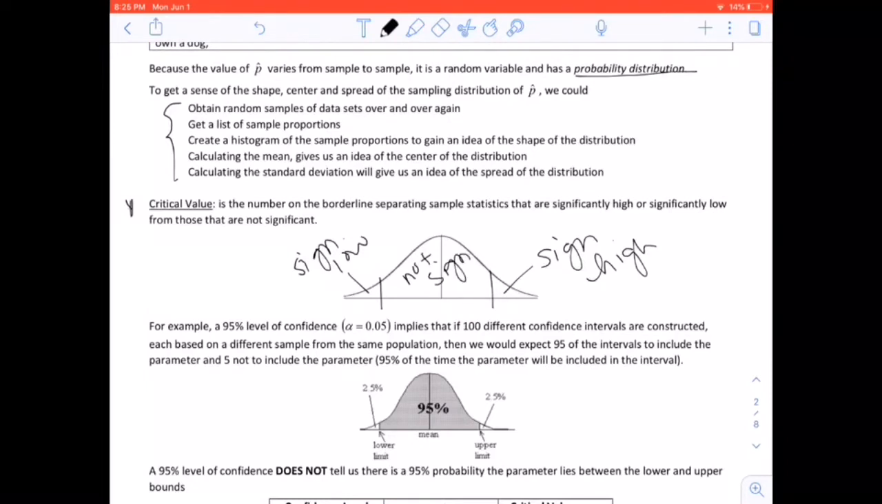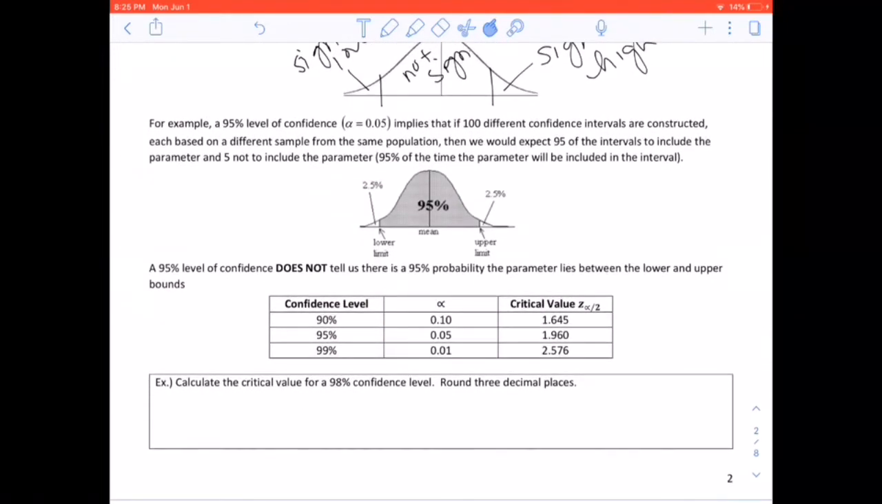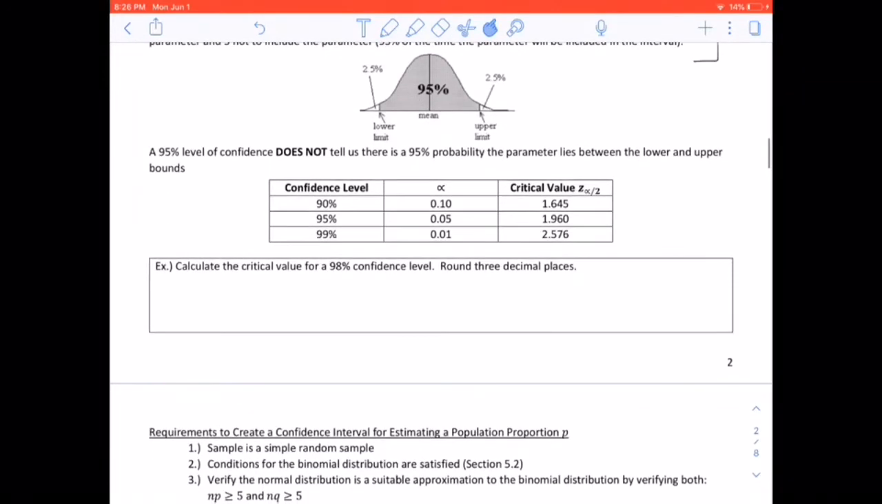For example, a 95% confidence, or alpha equals 0.05, implies that if 100 different confidence intervals are constructed, each based on a different sample from the same population, then we would expect 95 of those intervals to include the parameter and 5 not to include the parameter. So 95% of the time the parameter will be included in the interval. And this is something that MyOpenMath talks about a lot in their conclusion writings and interpreting the confidence intervals.